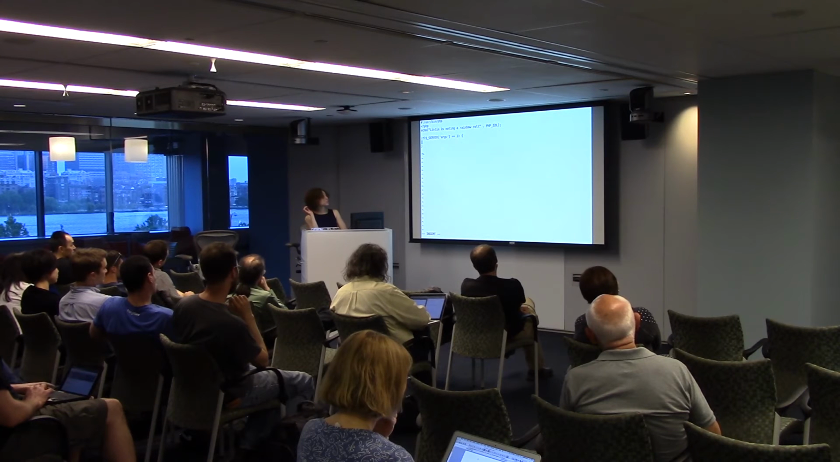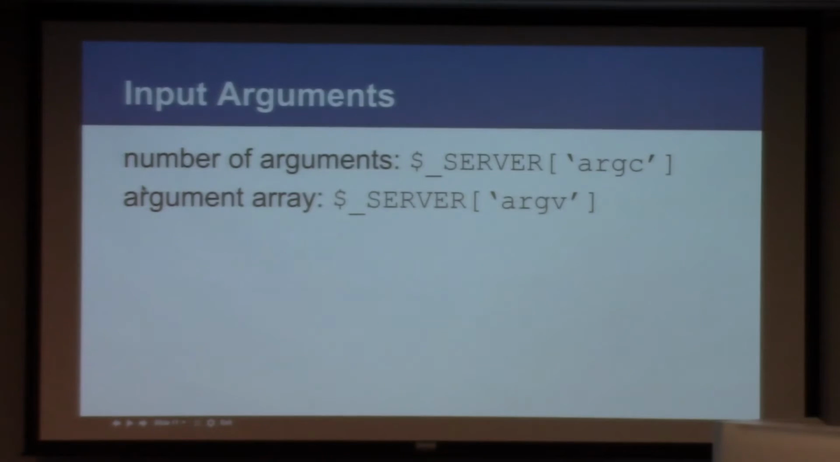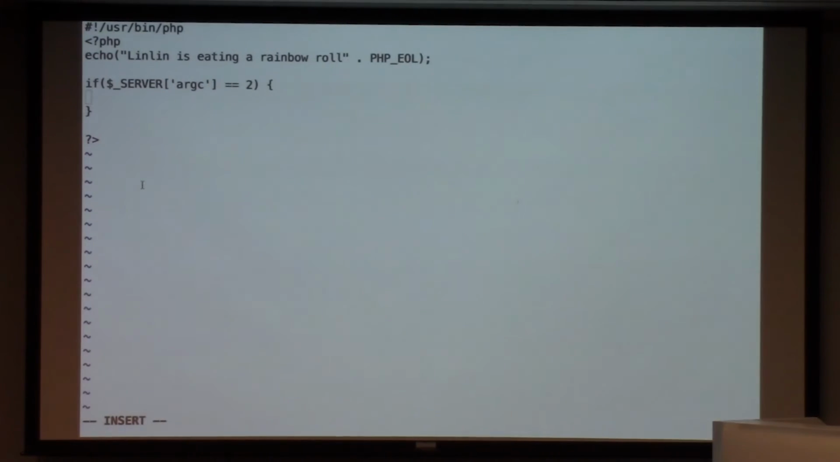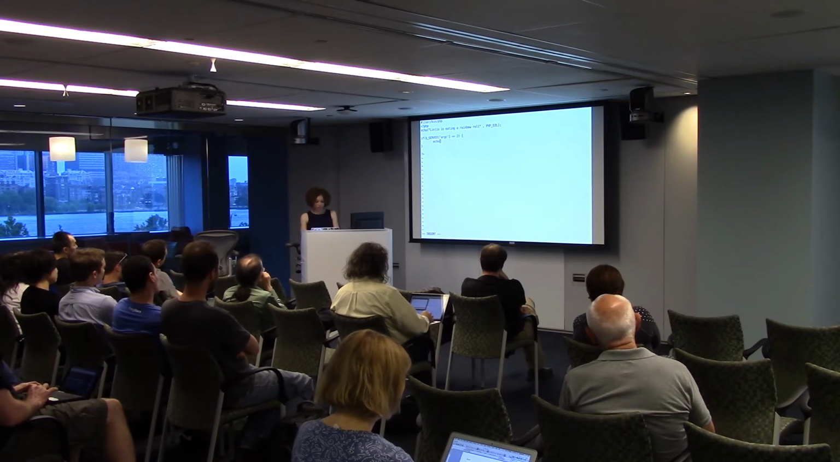And I'm actually going to use what the user put in. So right here, the argument array is basically just saying everything that the user put in. Put that into an array, and I can access that using this keyword, the server argv. So echo. I'll just echo out whatever it is.